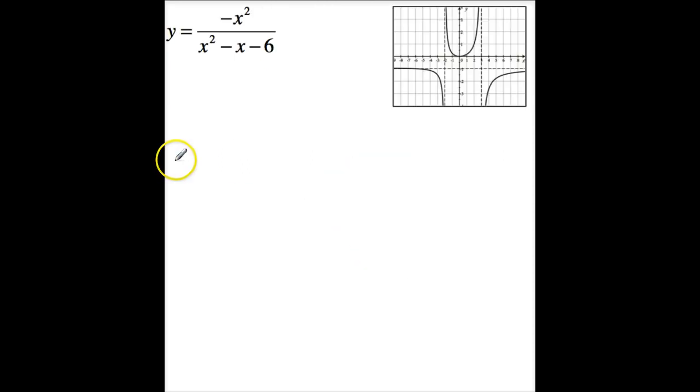Now let's look at this function right here and see if we can figure out where the asymptotes are. Minus x squared divided by x squared minus x minus 6. The first thing you always do is factor. So this is minus x squared divided by x minus 3, x plus 2.